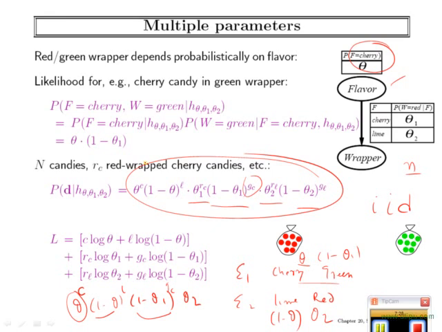Okay, so that basically would then mean that this is the expression for the likelihood if you ever watched N candies and you found L of them are limes, C of them are cherries, and RC of them are red wrappered cherries, GC of them are green wrappered cherries, RL of them are red wrappered limes, and GL of them are green wrappered limes. So much, of course, so that RC plus GC is equal to C and RL plus GL equal to L. Right, that's the point. Okay, this is what you just observed.